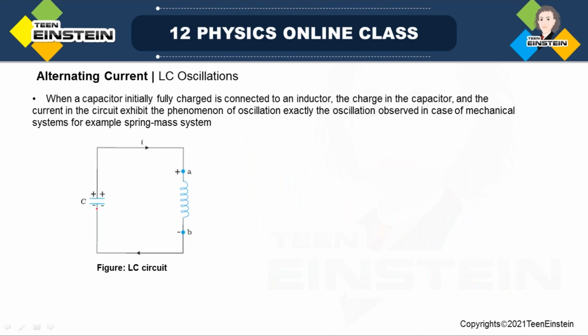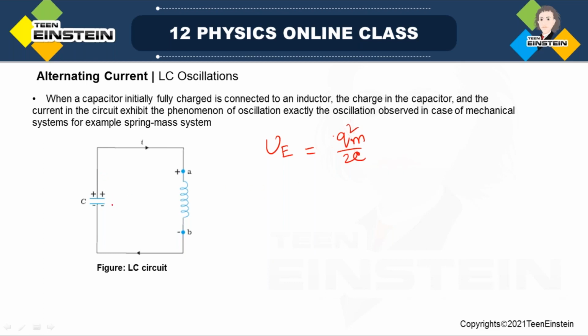So what I mean to say is that this capacitor, initially when it was fully charged, was holding a certain electrical energy that is called electrostatic energy. That is given by q square by 2c. If the maximum charge in the capacitor initially is qm, then it is qm square by 2c.